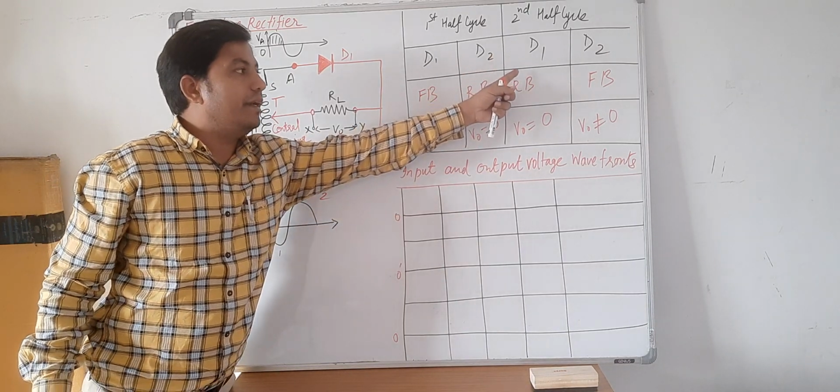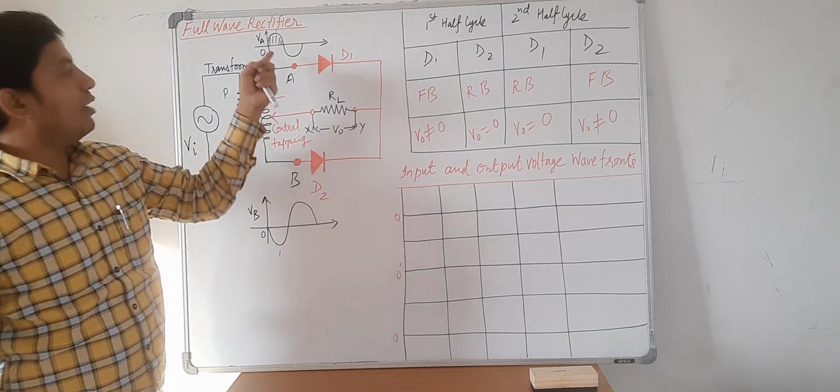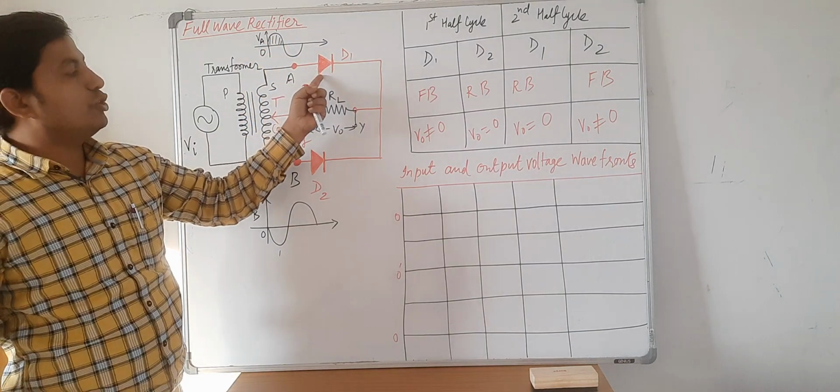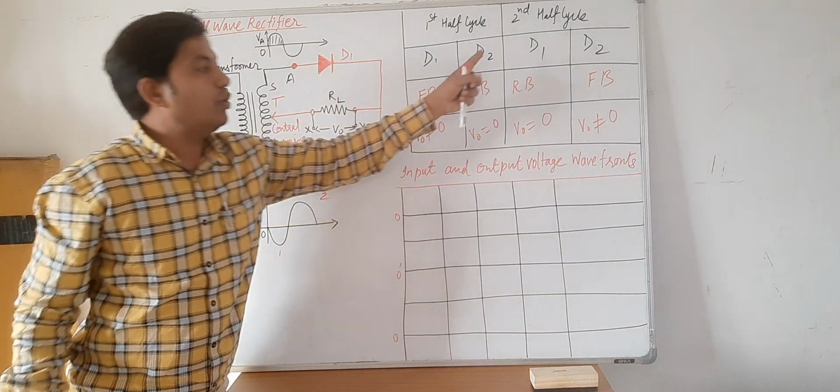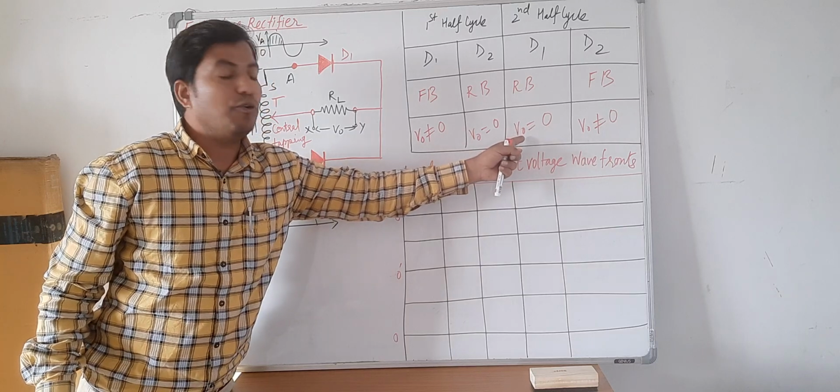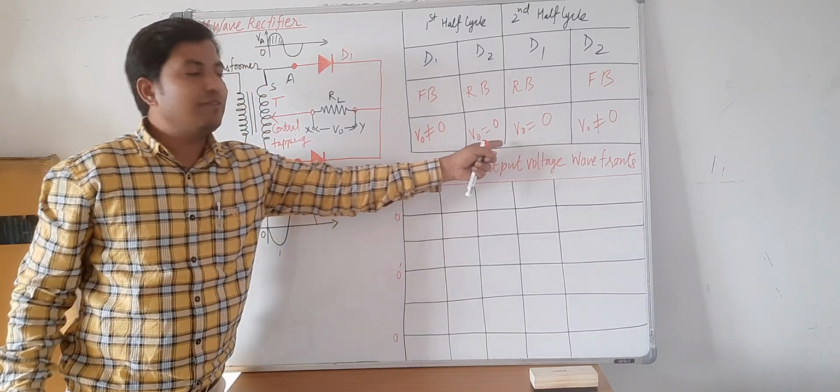Now for the second half cycle, D1 will be in reverse biasing. You can see from here, this is negative, this is positive, so D1 will be in reverse biasing. So the output voltage through D1 will be 0.